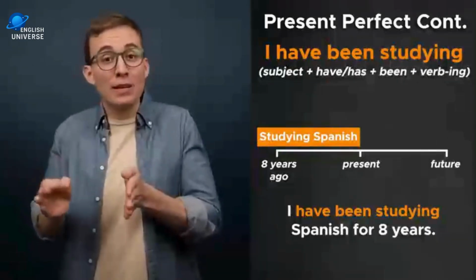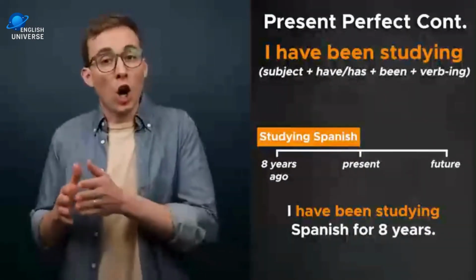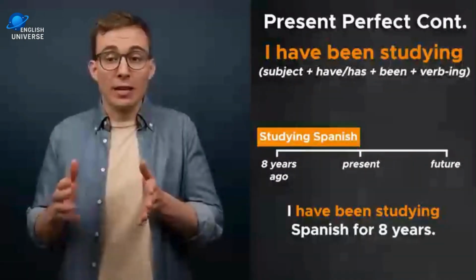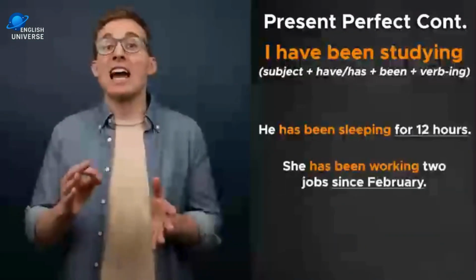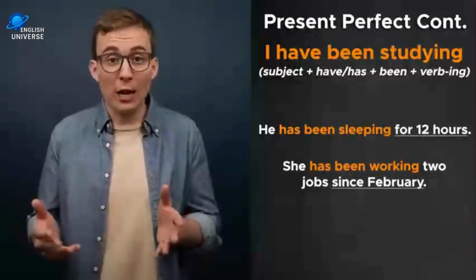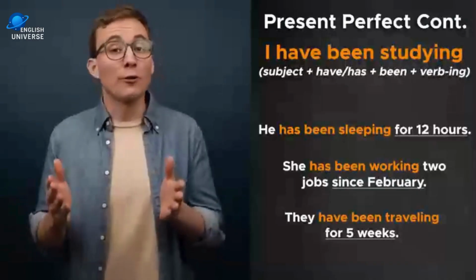We often use this tense to emphasize when an ongoing action first started. He has been sleeping for 12 hours. She has been working 2 jobs since February. They have been traveling for 5 weeks.